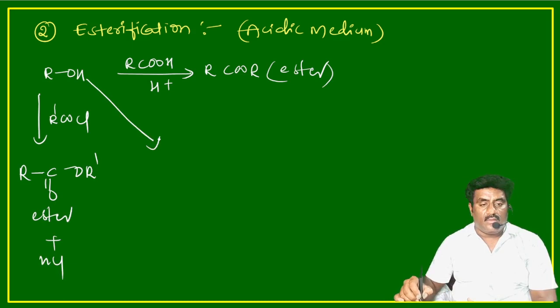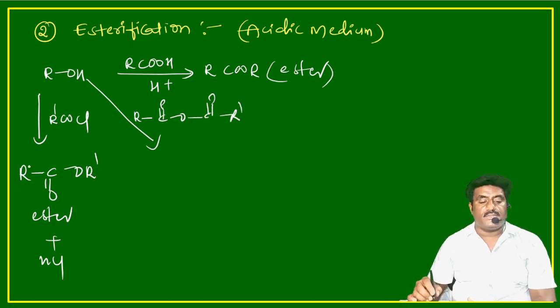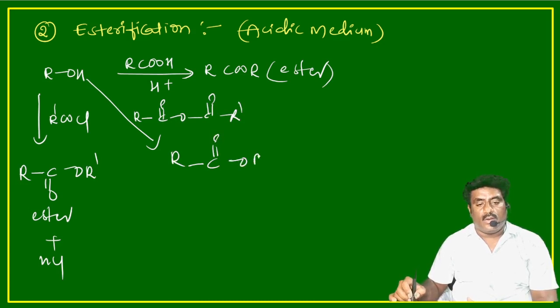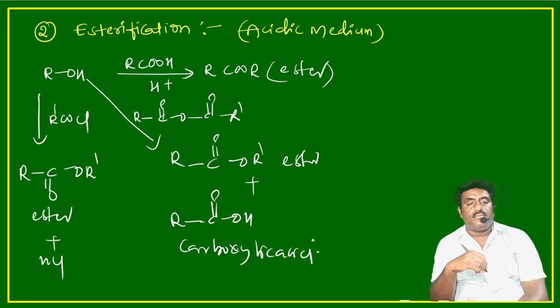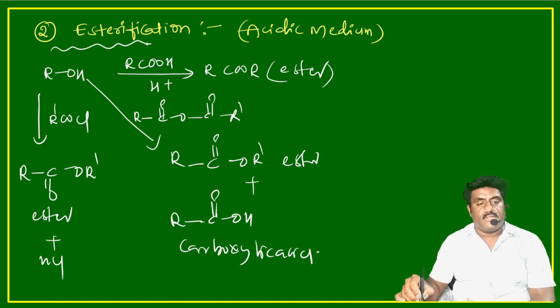Again, alcohol with acetic anhydride, RC double bond O, C double bond O R dash. It forms an ester, RC double bond O R, and a carboxylic acid, RC double bond OH. This is esterification. It is very easy to write the product. What is the trick?